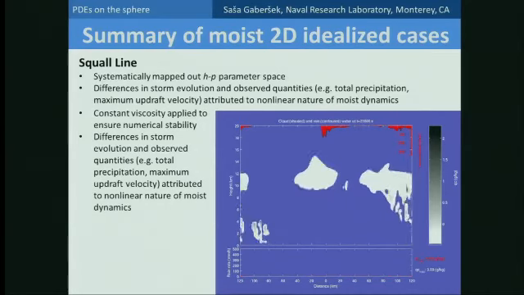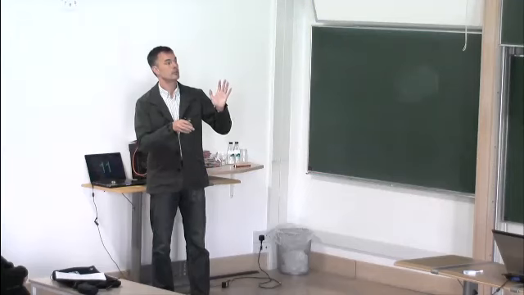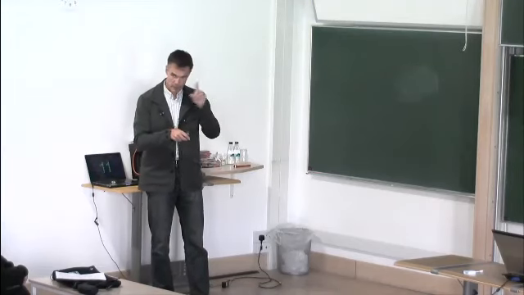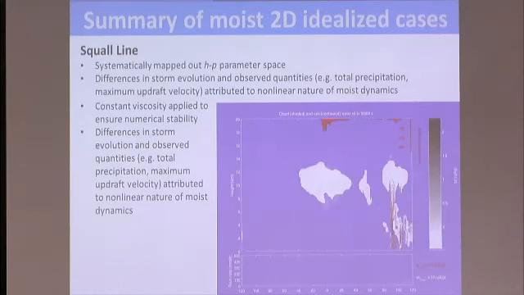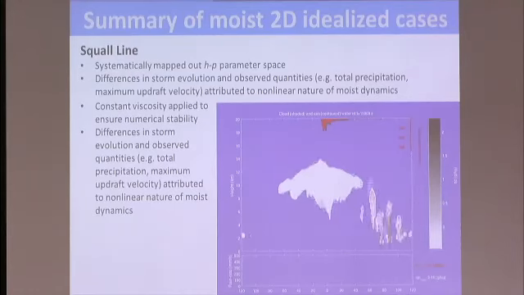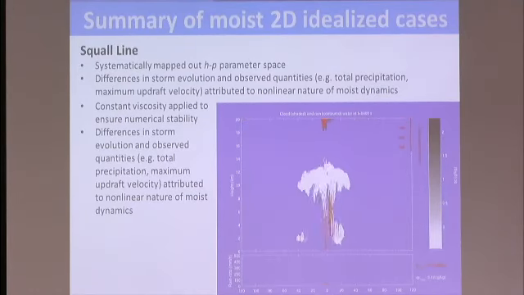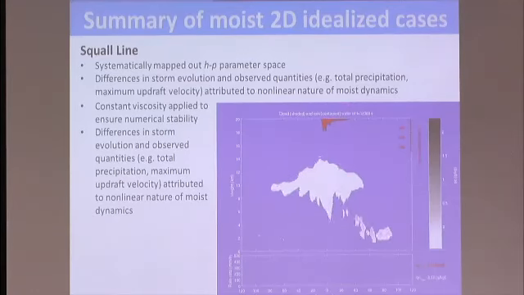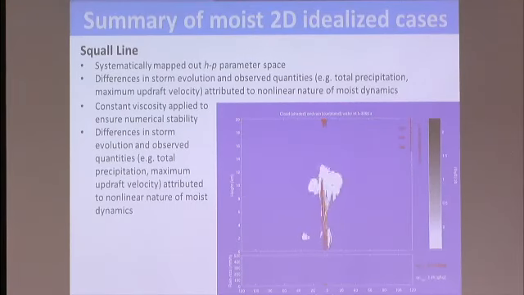So we performed this simulation for all 91 points in our HP parameter space. We carefully mapped it out, and we were happy with the solutions. One thing that we did notice is that there was resolution dependence, but that is actually not unheard of or unusual, and we attribute it to the nonlinear nature of moist dynamics. We did some spectral calculation, and we can show we have evidence for that.